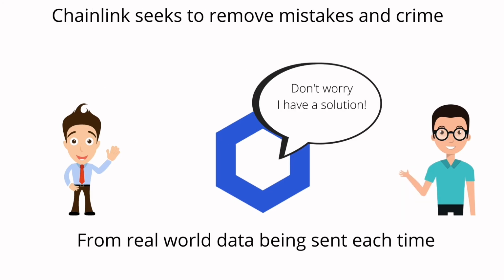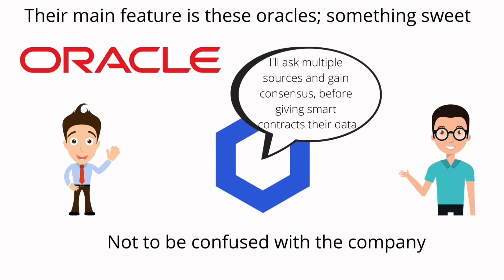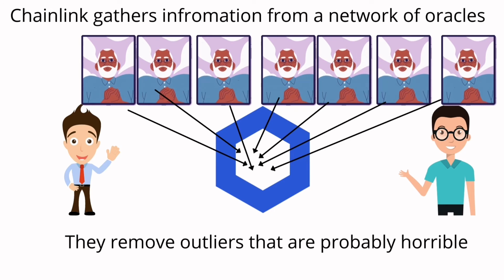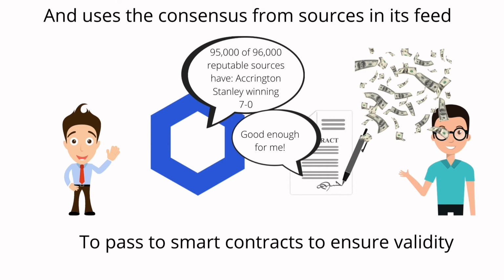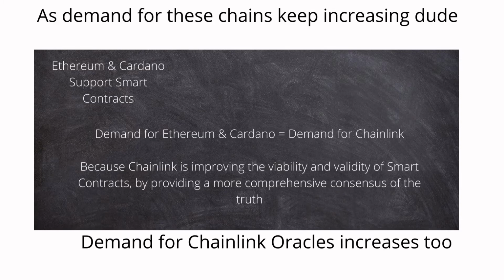Chainlink seeks to remove mistakes and crime from real-world data being sent over the blockchain each time, to boost smart contracts and the viability to be based on facts. The main feature is these oracles, not to be confused with the company. Chainlink gathers information from a network of oracles. They remove the outliers that are probably horrible and use the consensus from sources in its feed to pass to smart contracts to ensure validity. Ethereum and Cardano have blockchains, of course, that offer smart contract support. As demand for these chains keeps increasing, demand for Chainlink oracles increases too.